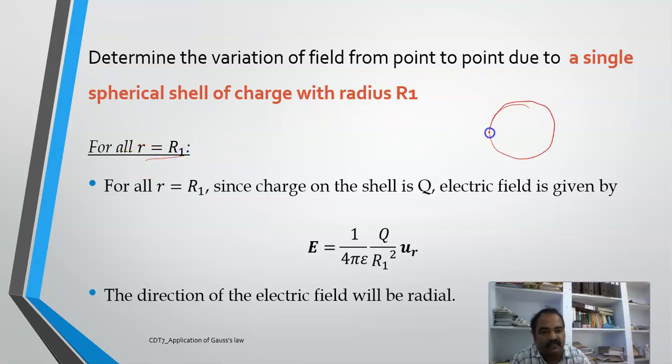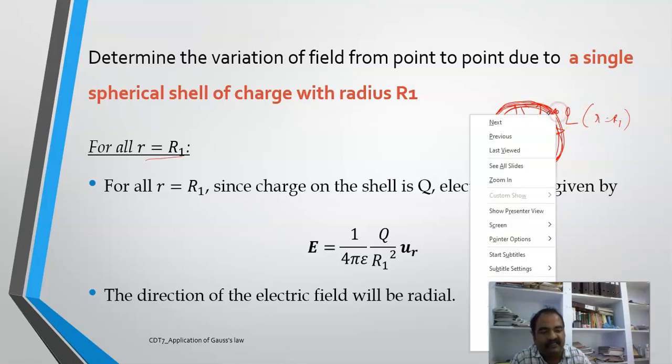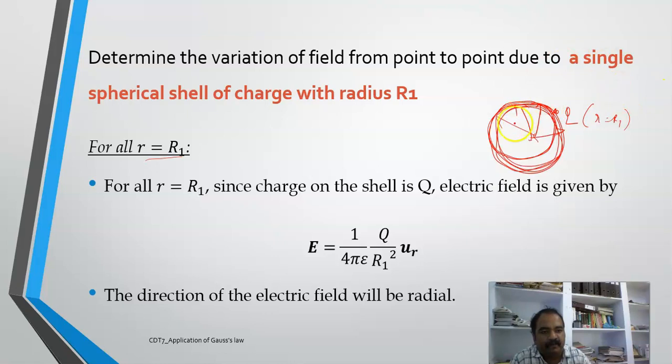So now I am going to consider R equal to R1, which means all the points which are on the surface. If I consider any point Q on the surface where R is equal to R1, the entire charge which is there on the sphere is now here, right? So what I can write, the electric field is very simple: the closed integral of E dot ds is equal to Q by epsilon, right?